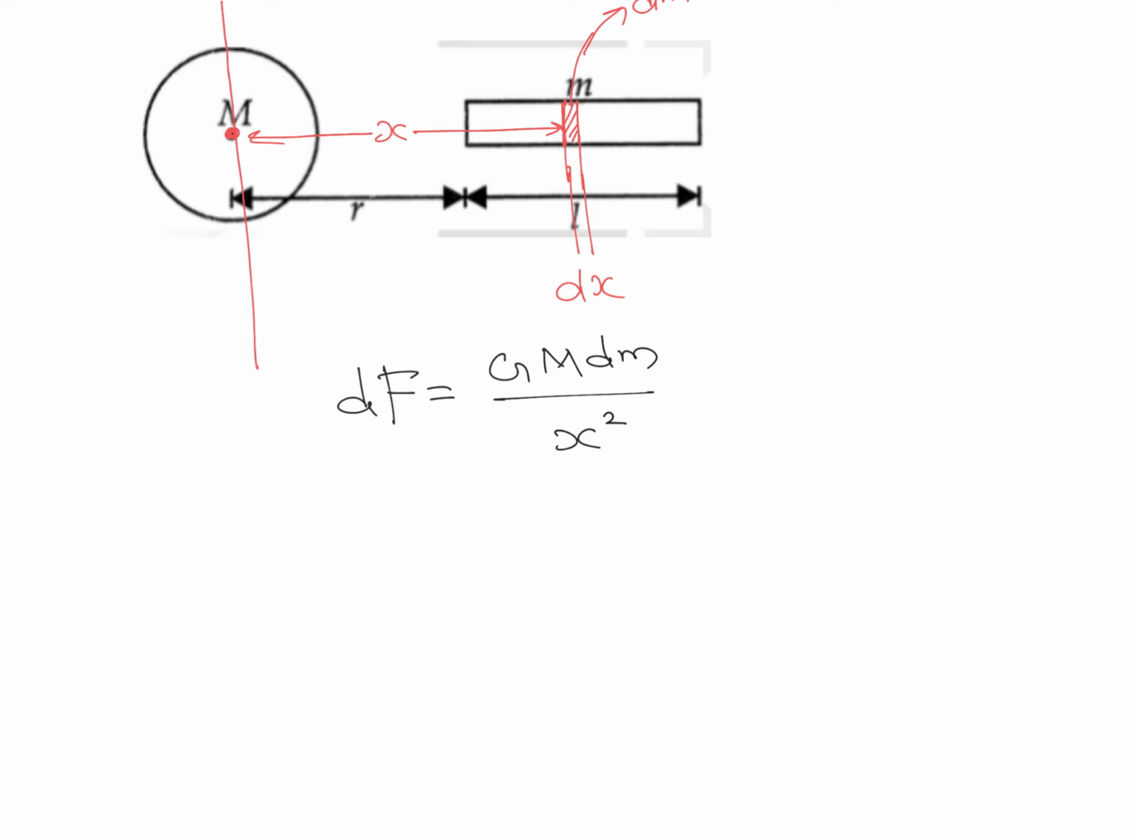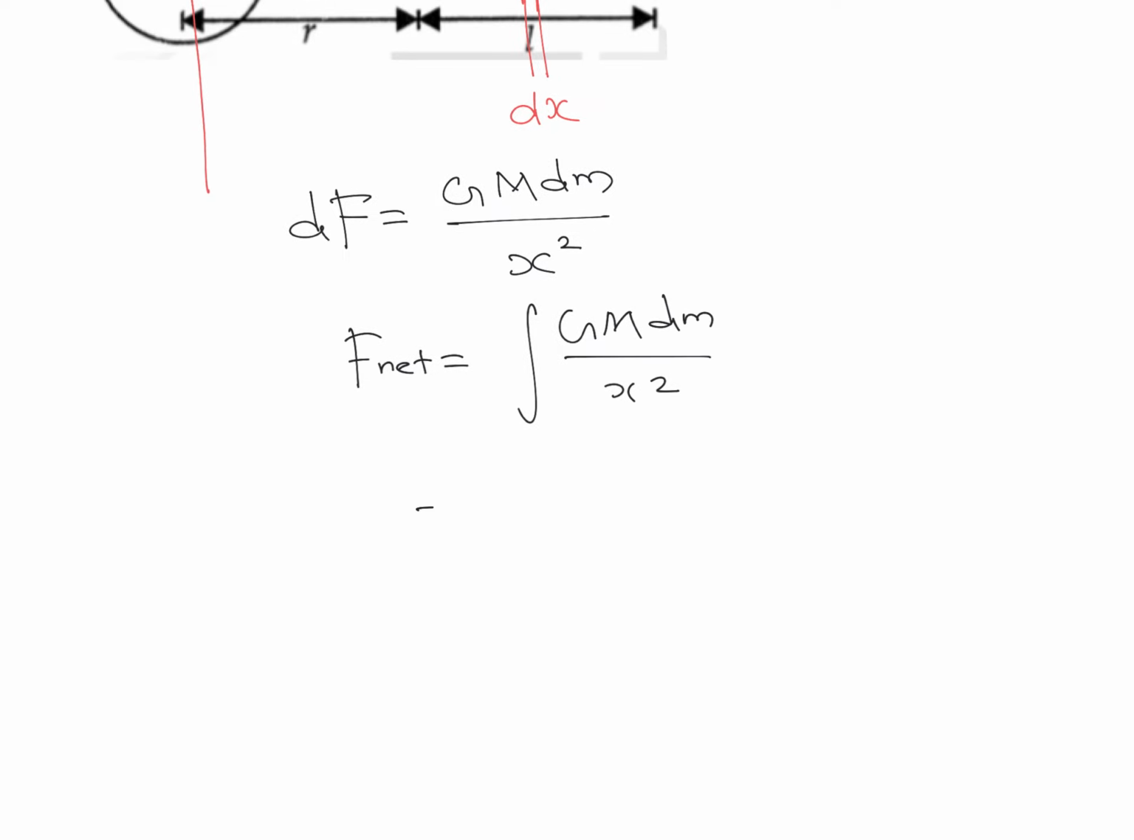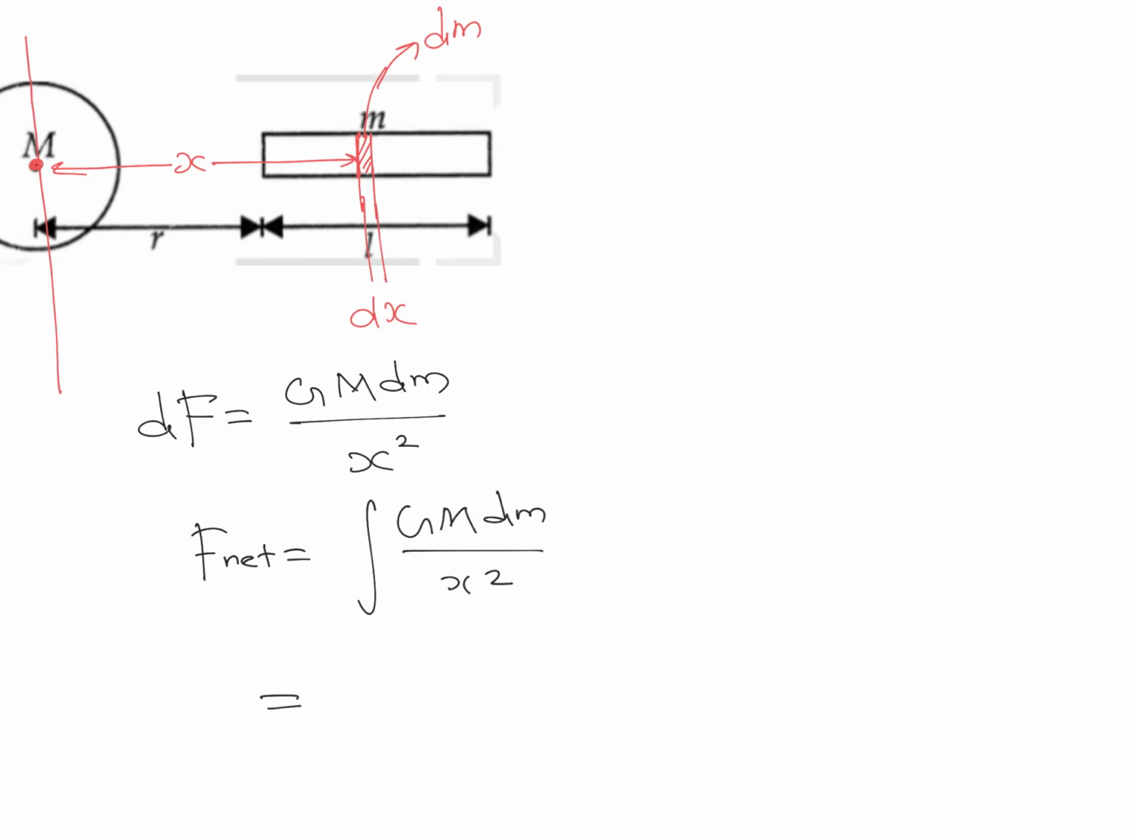Like that we are dividing this rod into an infinite number of small elements, finding the force between each element and the sphere, and adding all those forces to get the net force. That addition process is nothing but integration. So the net force is equal to the integration of G M dm divided by x squared. Now just remember that for integration over x we need the term dx, so we need to write dm in terms of x. Let's see how.